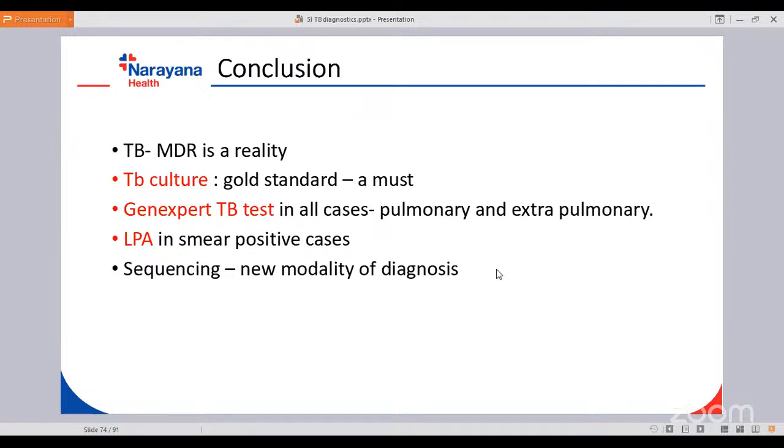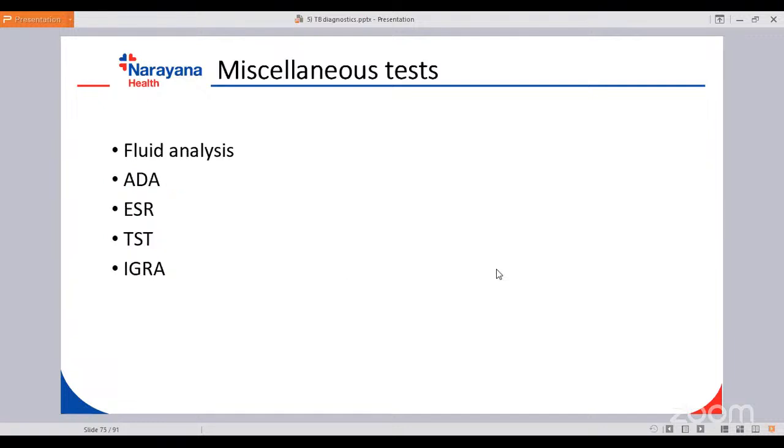It is helping you diagnose TB even better. And with the specialized GeneXpert, rifampicin and INH and the other antibiotics resistance, it is helping diagnose MDR and XDR better. Line probe assays can be done in all smear positive cases, and sequencing is a newer modality of diagnosis. Having said that, it will take time for all of us to understand the test, understand the utility of the test, and use it in our daily lives.